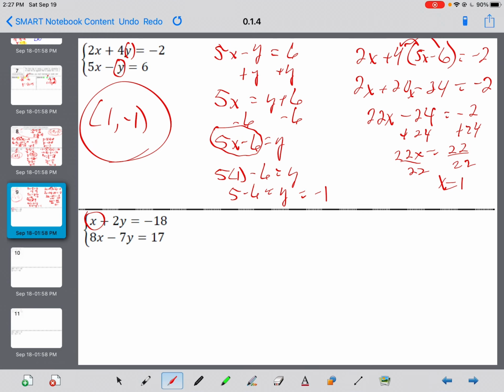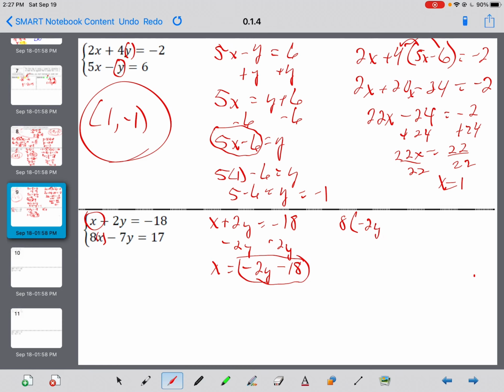I'm going to solve for x in this one because it's the single. So x plus 2y equals negative 18. Move that 2y. X equals negative 2y minus 18. I'm going to plug all of that in for x this time. So 8 times negative 2y minus 18 minus 7y equals 17.